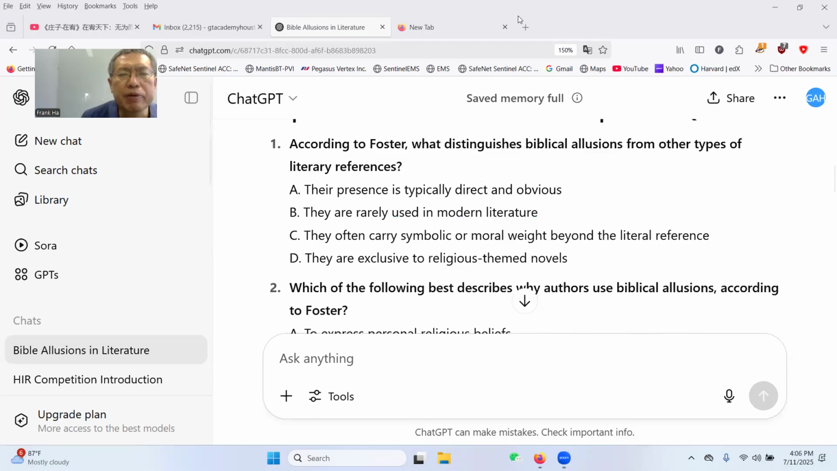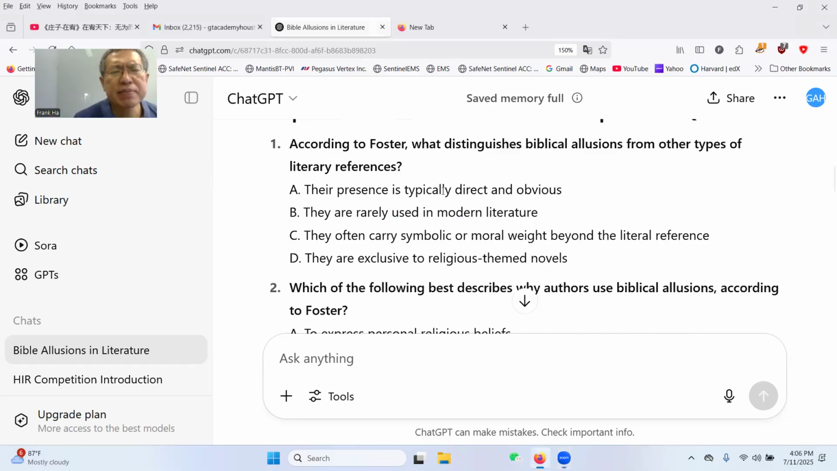Now, I'll give you guys a quiz. Take notes and give me the answer. Now, Brian, read number 2, and then your friend read number 2. Go. According to Foster, what distinguishes biblical allusions from other types of literary references?